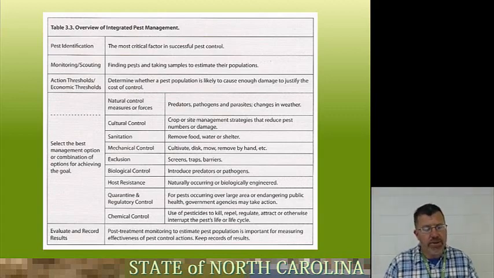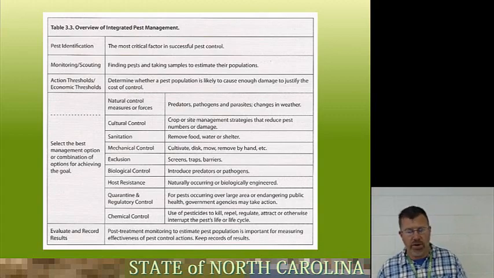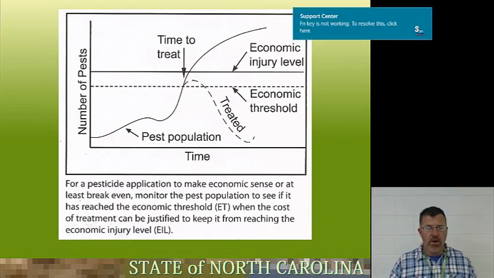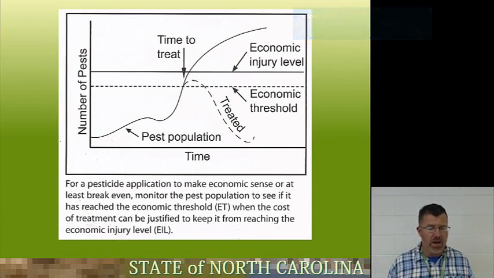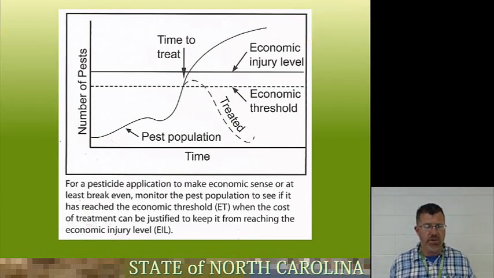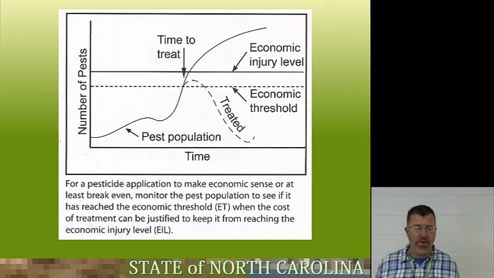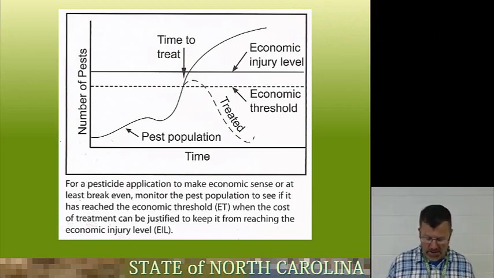Post-treatment monitoring to estimate the pest population is important for measuring effectiveness of pest control actions, and then keep records of the results so that you can always look back over them from year to year. All right. For a pesticide application to make economic sense, or at least break even, monitor the pest population to see if it has reached the economic threshold, the ET.